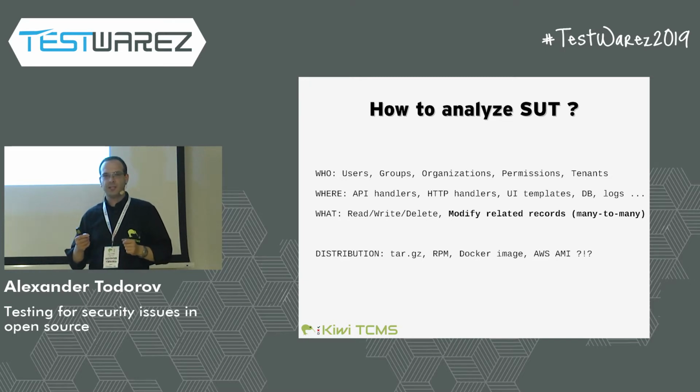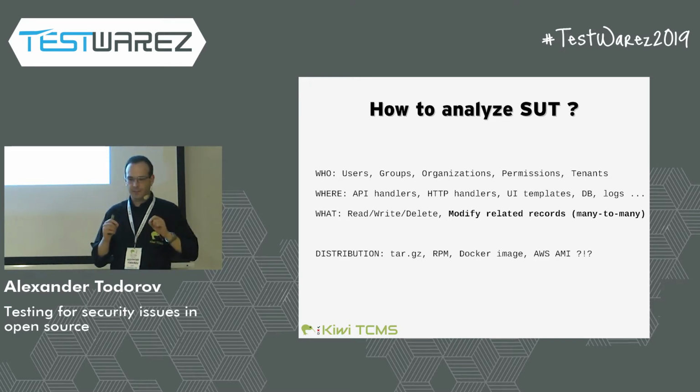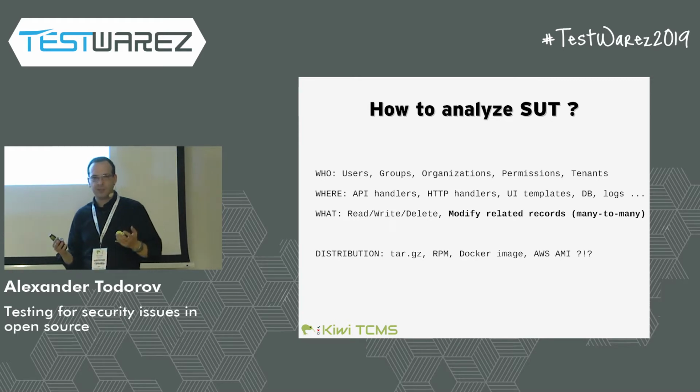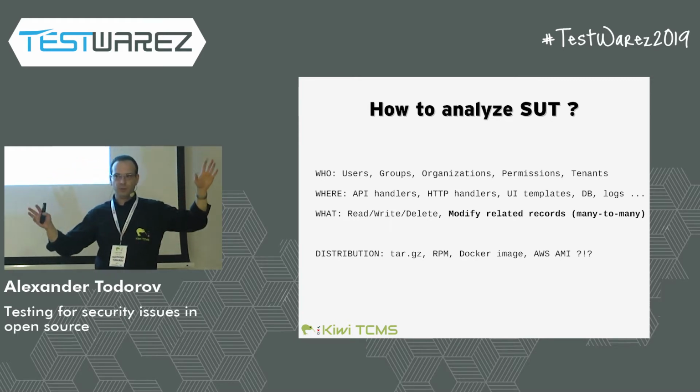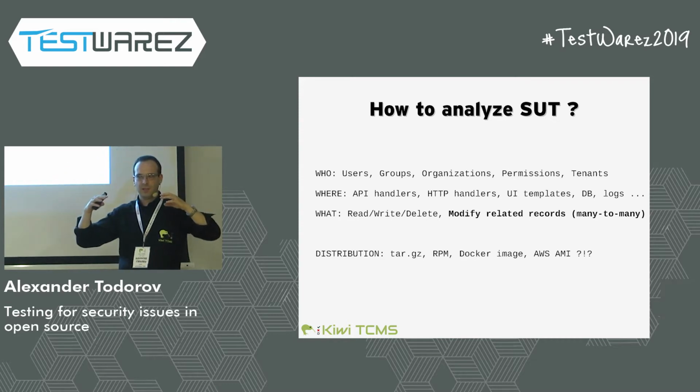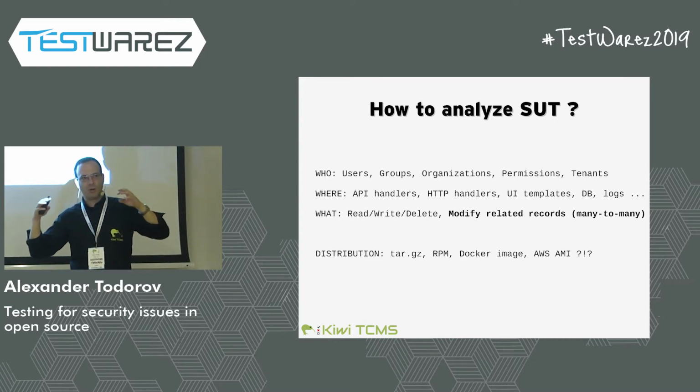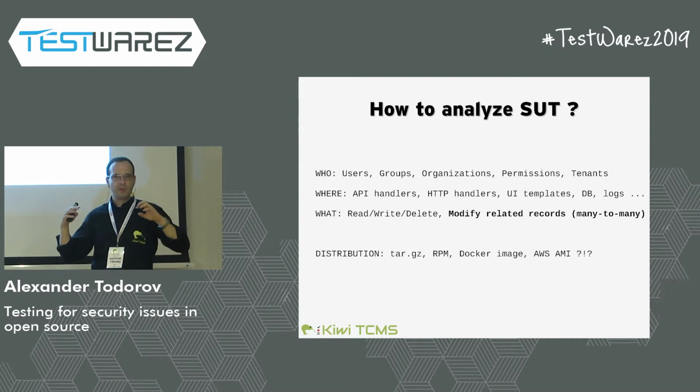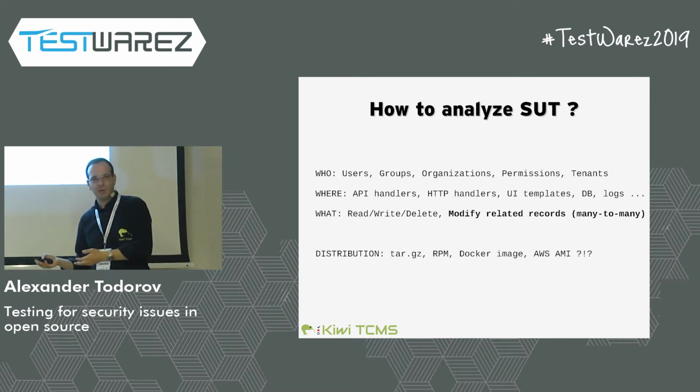And I want you to pay attention to the last one, modify related records or related properties. So if you have two database tables which have a many-to-many relationship between them, pretty much all modern web frameworks will create a third table in the database to store the relationship.